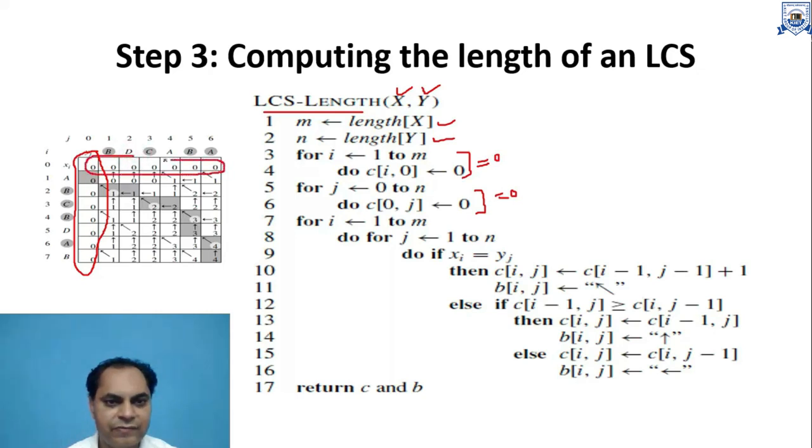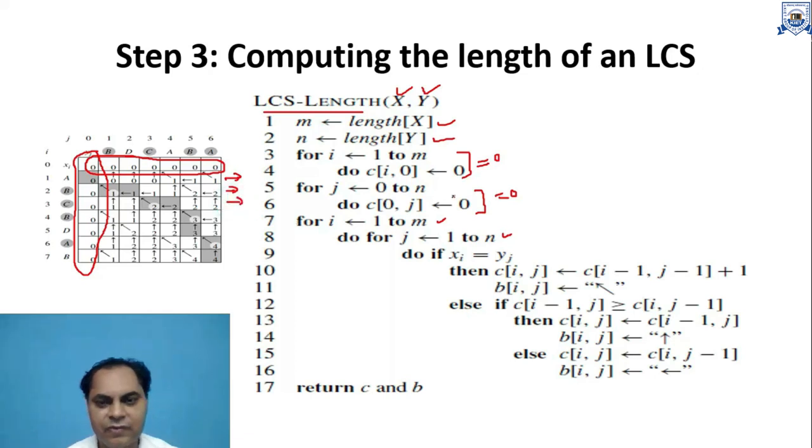Now after that, come to loop number 3 at line number 7, for i equal to 1 to M, and inside this there is one more loop, for j equal to 1 to N. That means for every value of i, j would run N times. That means we have to fill our values row-wise. In this table we will fill values row-wise.